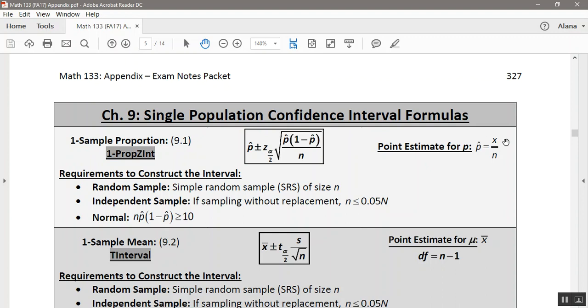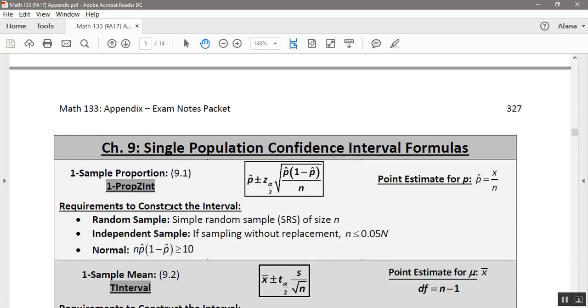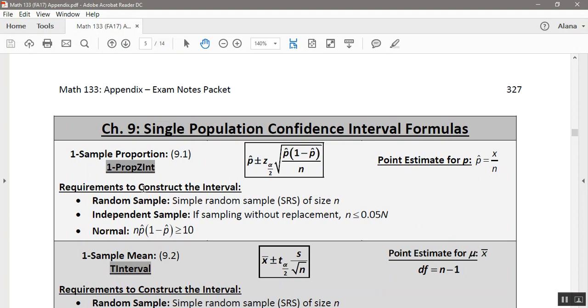There's the point estimate part, p hat, which is x over n. And then there are the three requirements, and those come right out of section 8.2. If you look at the notes for 8.2, the central limit theorem for the sampling distribution of sample proportions, this is what you have as the three conditions that are required in order to have that central limit theorem, which is where this big square root guy comes from.